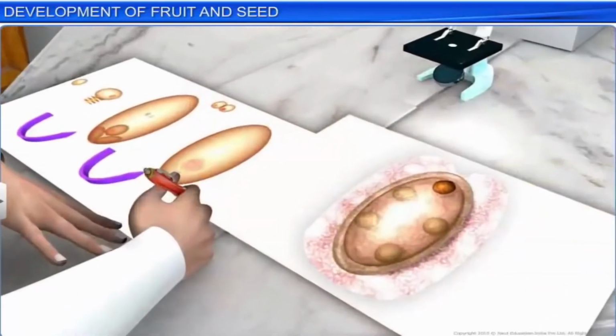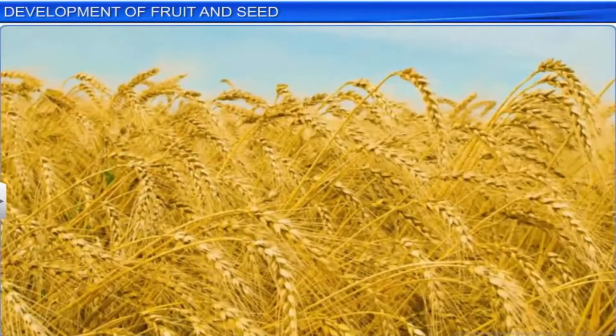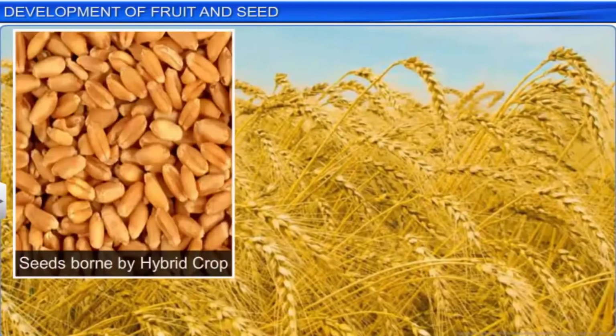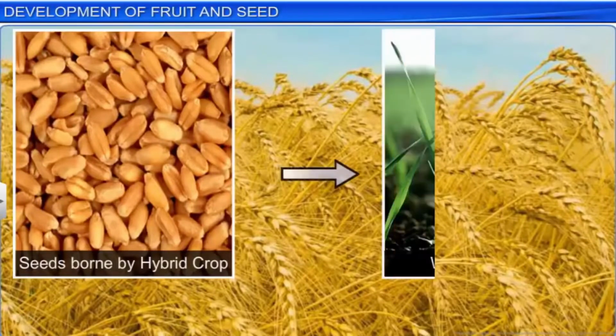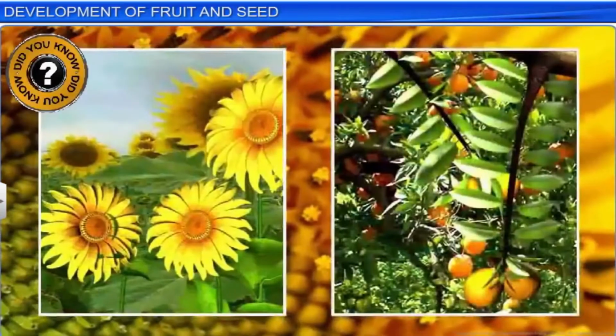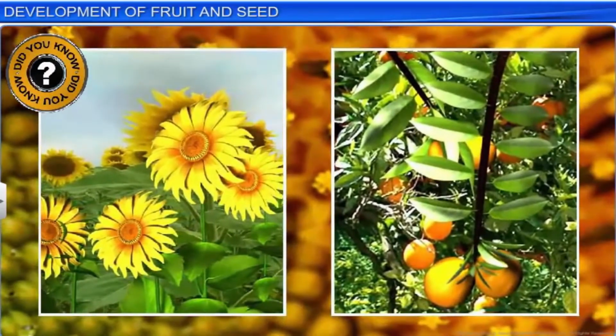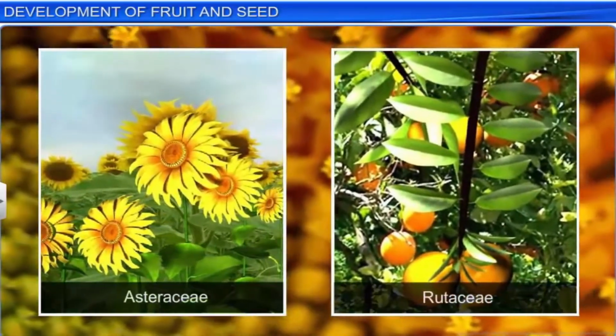Botanists believe that converting hybrid crops into apomicts will prevent the segregation of characters in seeds produced by hybrid crops, and thereby eliminate the need to purchase hybrid seeds every year, as the seedlings produced by the apomicts will resemble their parents genetically. Did you know that plants such as grasses and those belonging to the family Asteraceae and Rutaceae are common examples of apomicts?